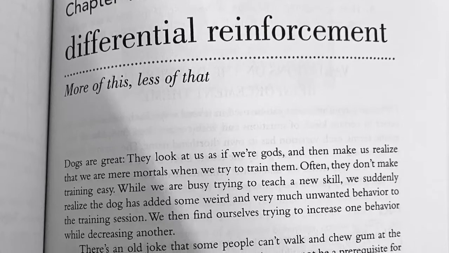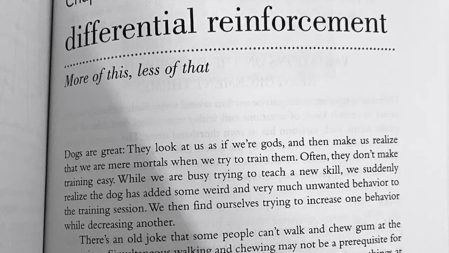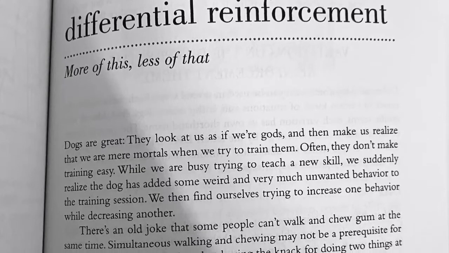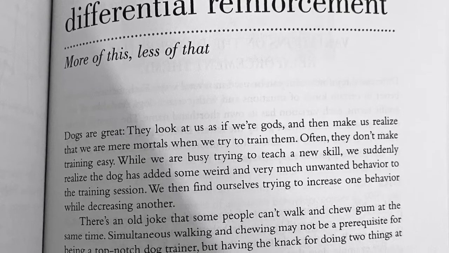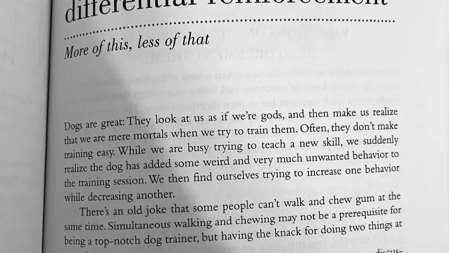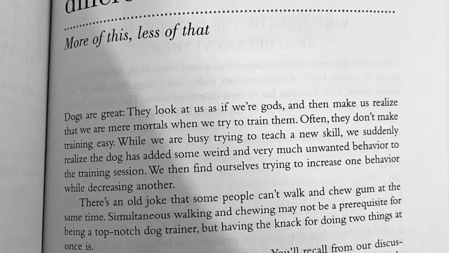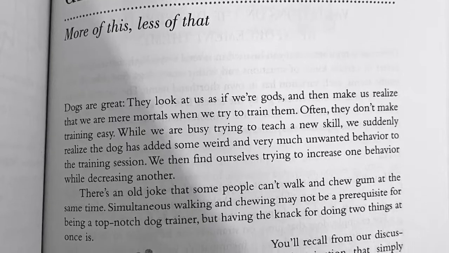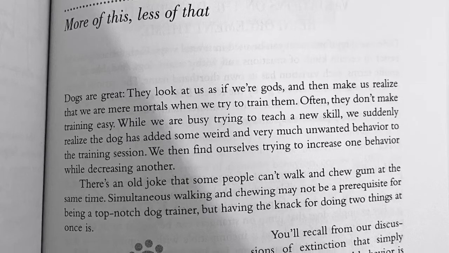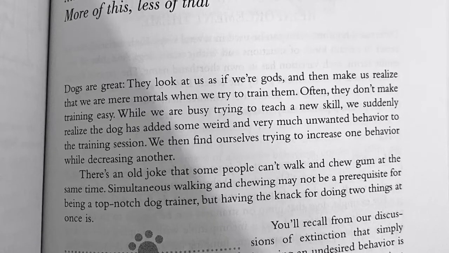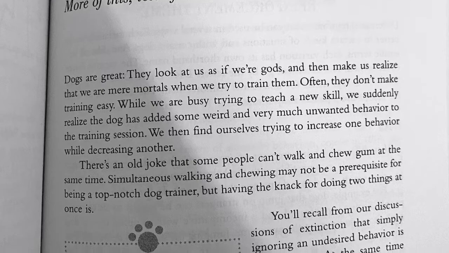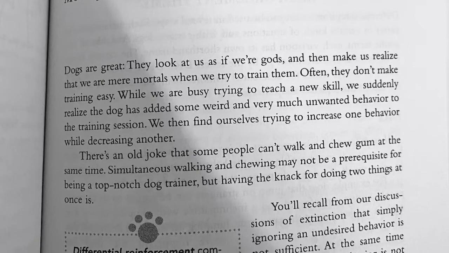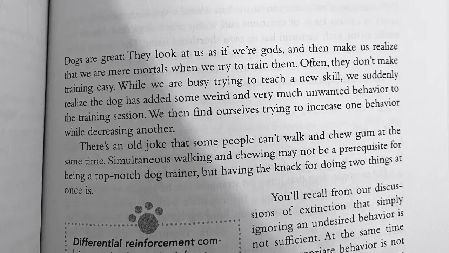While we are busy trying to teach a new skill, we suddenly realize the dog has added some weird and very much unwanted behavior to the training session. We then find ourselves trying to increase one behavior while decreasing another. There's an old joke that some people can't walk and chew gum at the same time. Simultaneous walking and chewing may not be a prerequisite for being a top-notch dog trainer, but having the knack for doing two things at once is.